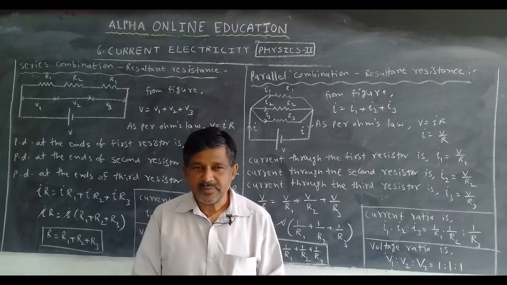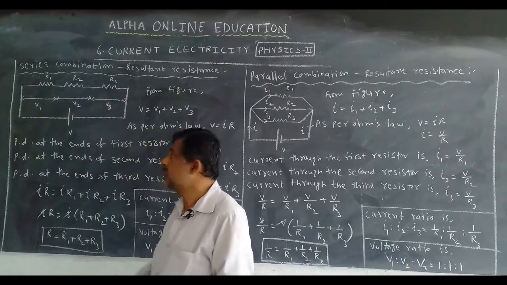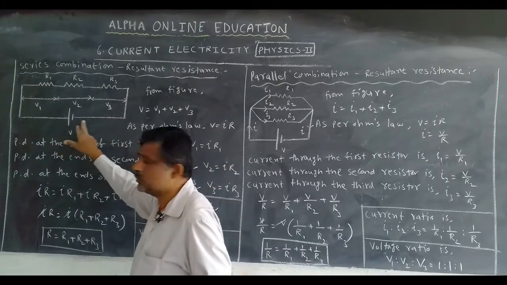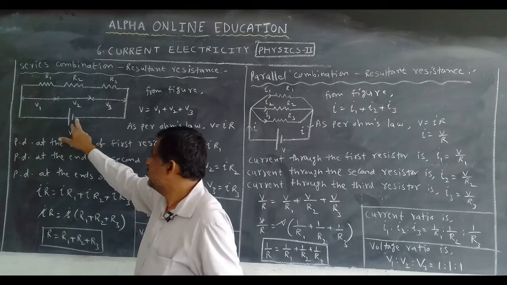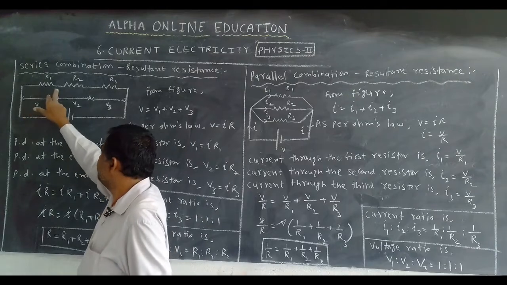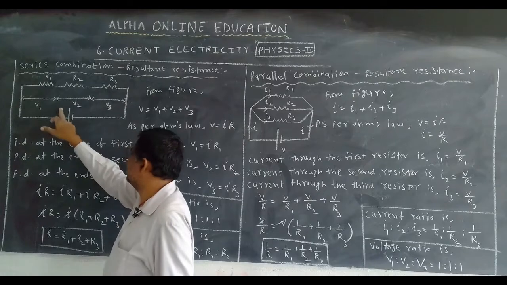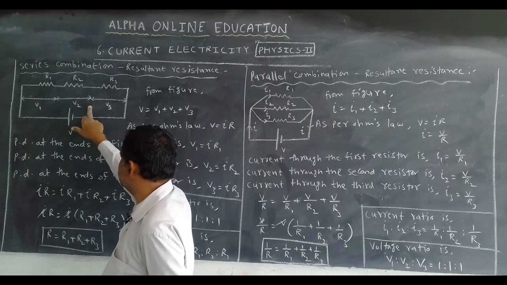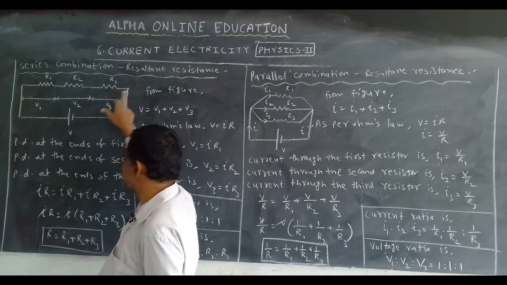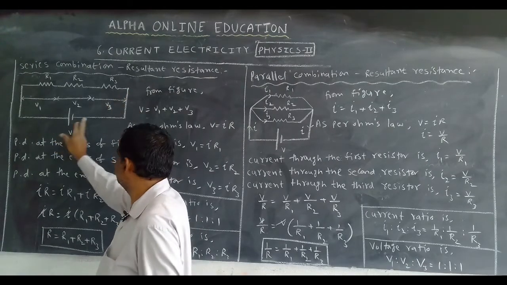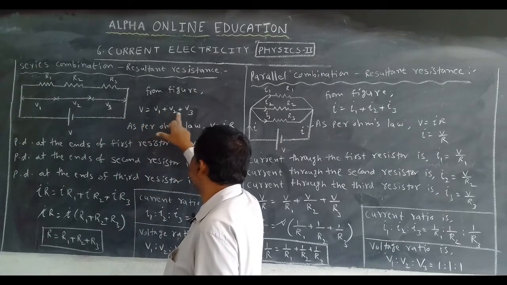In the series combination of resistors, we take three resistors R1, R2, R3. These three resistors are connected to one source, one battery. This is the symbol for battery. Then the potential difference between the ends of the first resistor is V1. The potential difference between the ends of the second resistor is V2. The potential difference at the ends of the third resistor R3 is V3. So from the figure what can we write? V is equal to V1 plus V2 plus V3.